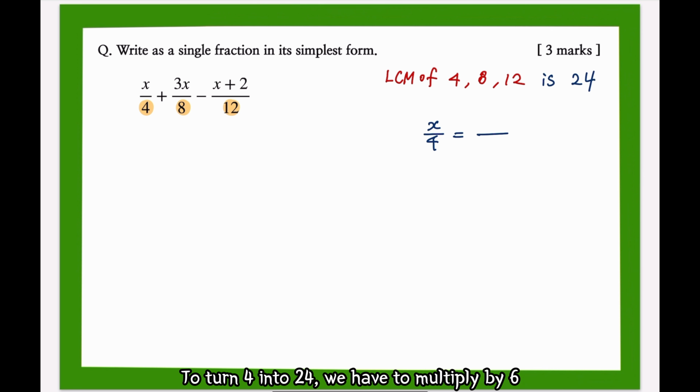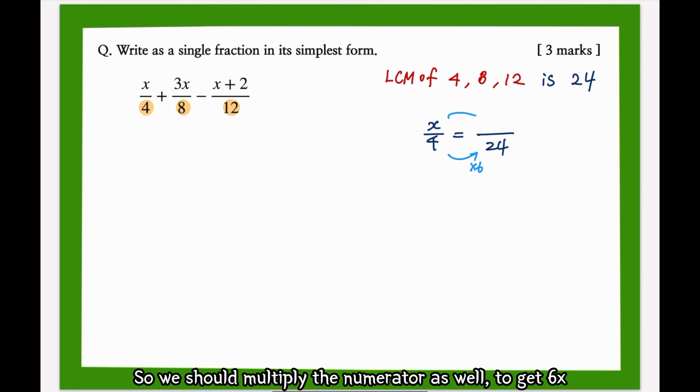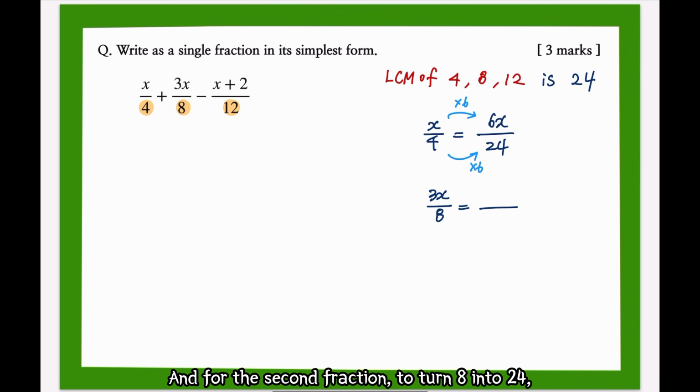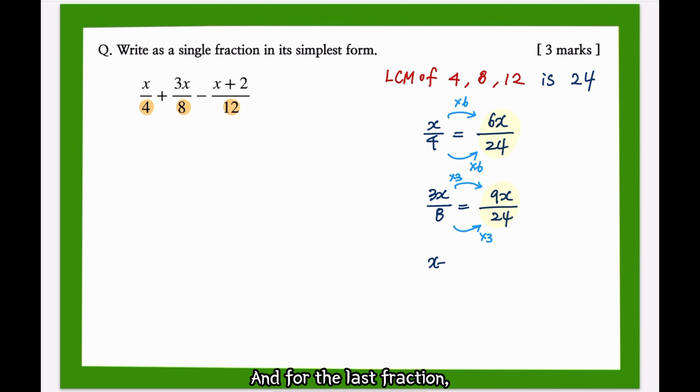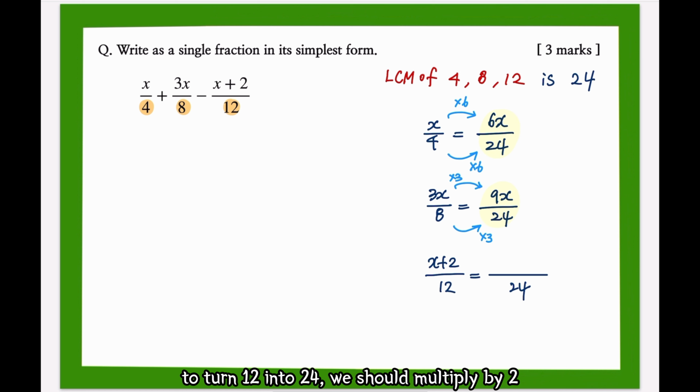To turn 4 into 24, we have to multiply by 6. So we should multiply the numerator as well to get 6x. And for the second fraction, to turn 8 into 24, we should multiply by 3. Then multiply 3 to the numerator to get 9x. And for the last fraction, to turn 12 into 24, we should multiply by 2. When you multiply 2 to the numerator part, don't forget the bracket.